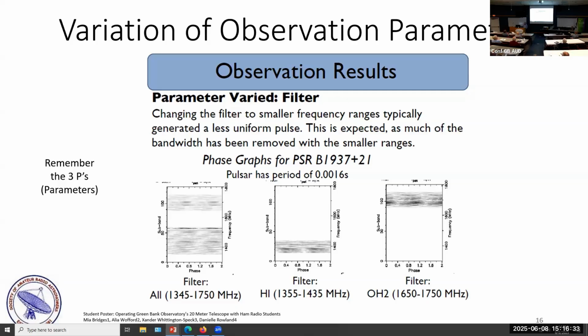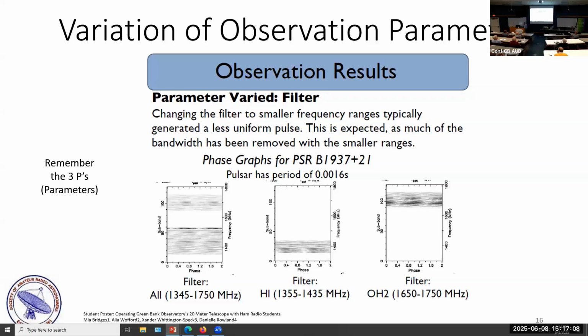So now I'm going to help. When it comes to pulsar profile observations, there are also 3 Ps. Those 3 Ps are a parameter for the frequency, a parameter for the integration time, and a parameter for the observation time. If you know those 3 parameters, you can get the best out of your pulsar profile observation.